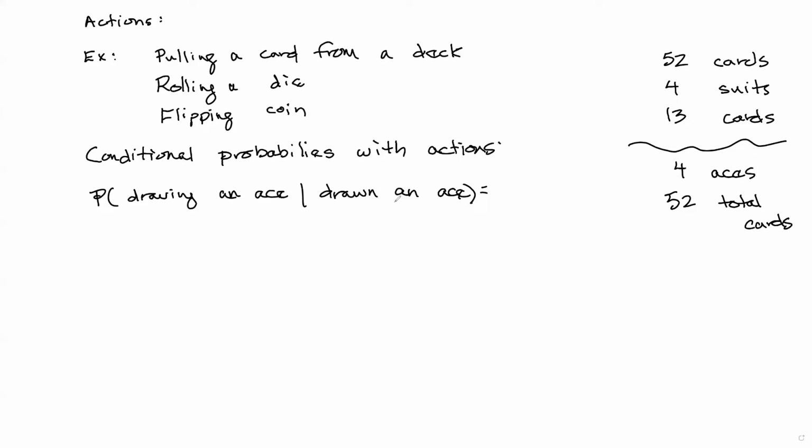And then let's say the condition that the probability is based upon, the given here, is that we've already drawn an ace. What happens when we draw an ace? How many aces are going to be left? If we pull an ace out and there are 4 to start with, there are only going to be 3 aces left. And if there are 52 cards to start with and we pull 1 out, there are going to be 51 total cards left. All right, so this is what happens if we draw an ace.